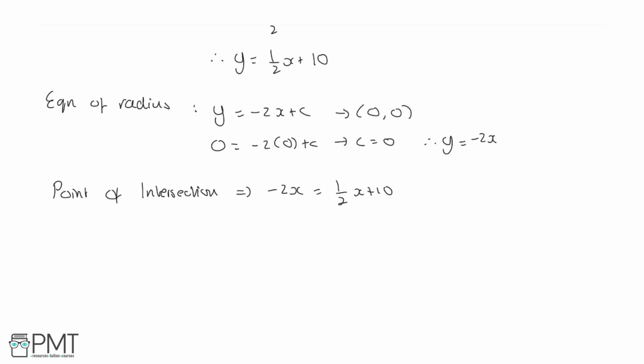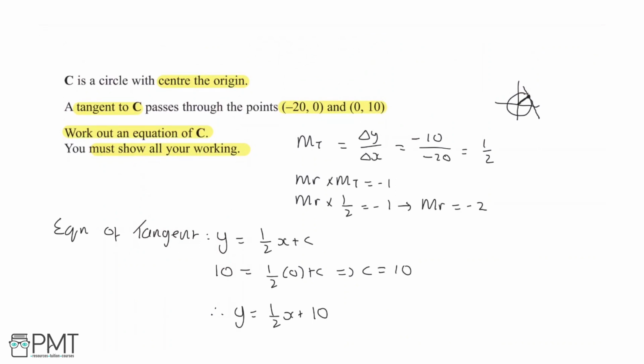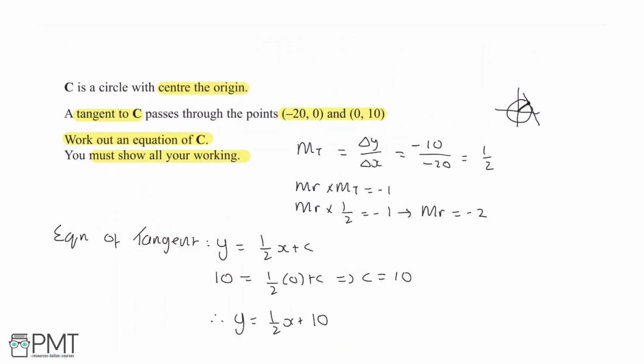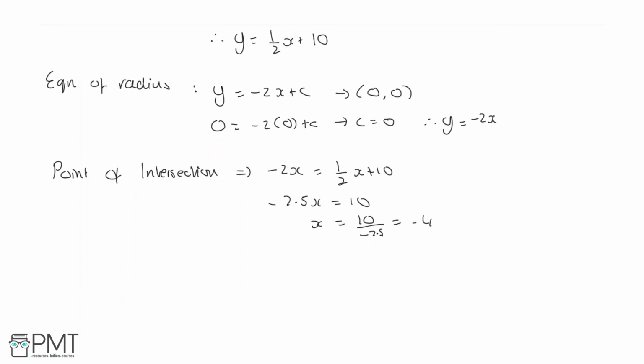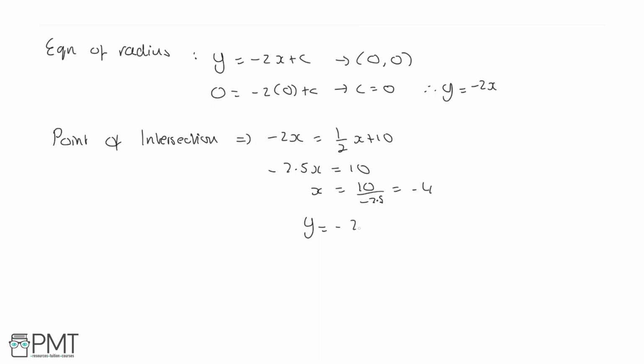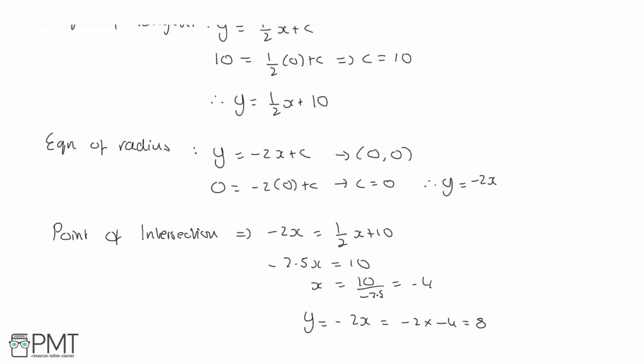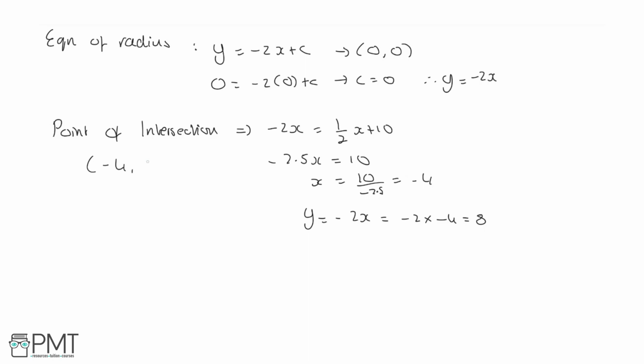So let's take all the terms to one side. So we have -2x minus a half x, so this is -2.5x equals 10. And x equals 10 over -2.5, which would be -4. It just goes to show here that the diagram in honesty is wrong. There should be some other points for it, but it proved our point graphically, so it doesn't really matter. Now y equals -2x, which equals -2 times -4, which equals 8. So we have the point (-4, 8).